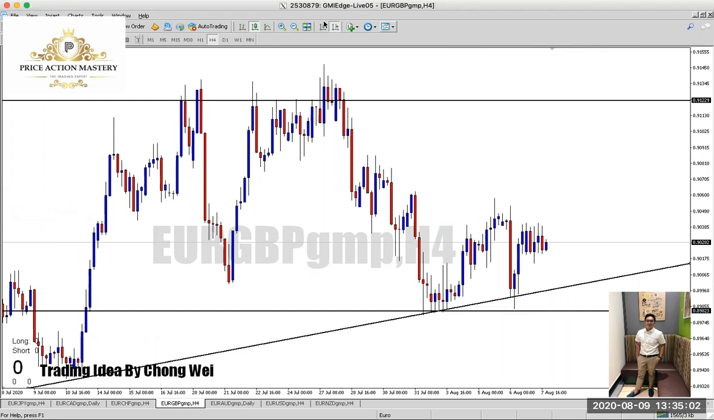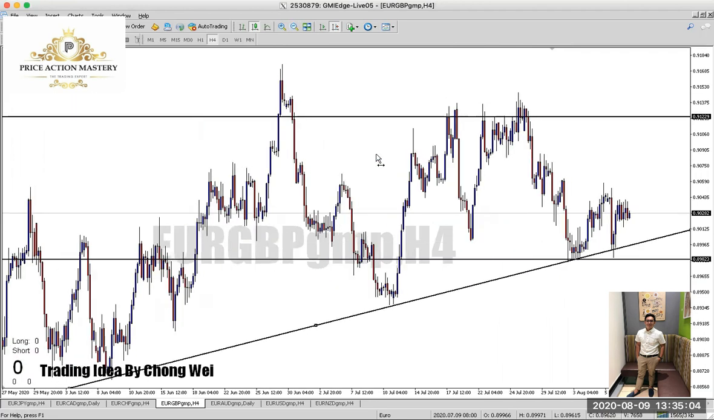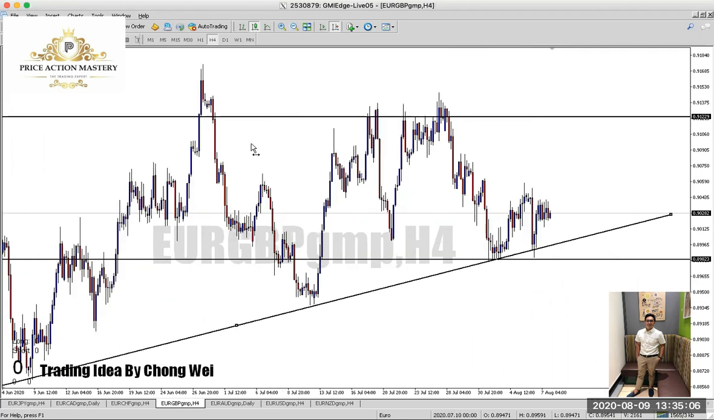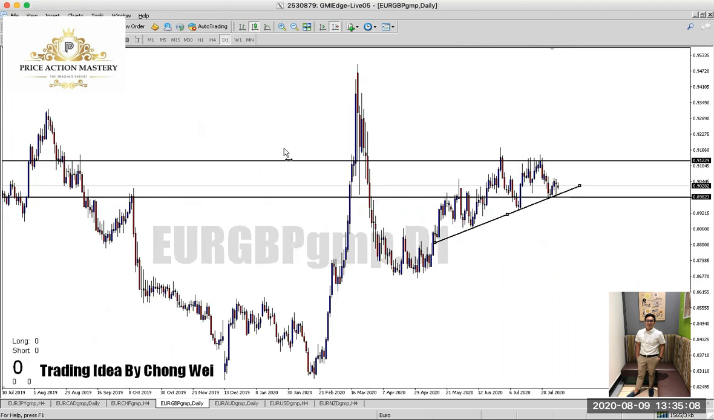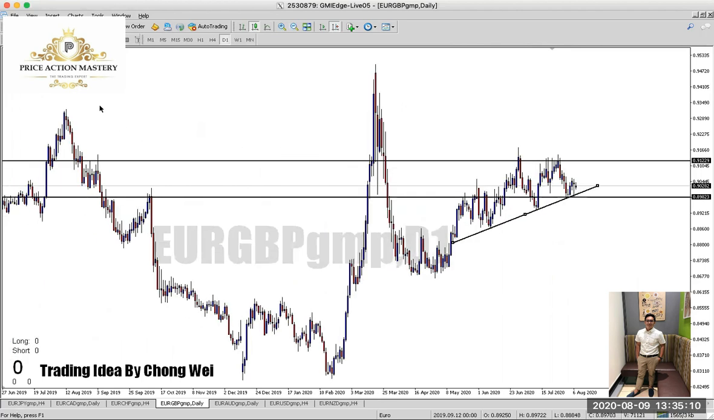The market hasn't formed any setup yet for this. It's also quite choppy. Yes, we can see this as an uptrend channel. Okay, the market is in an uptrend channel.